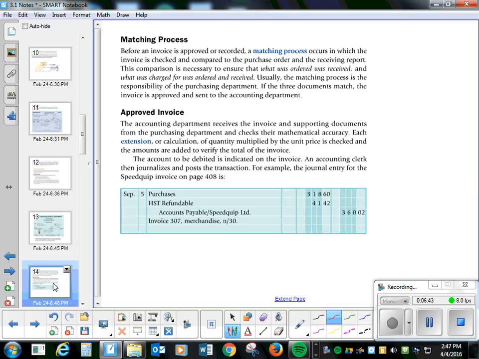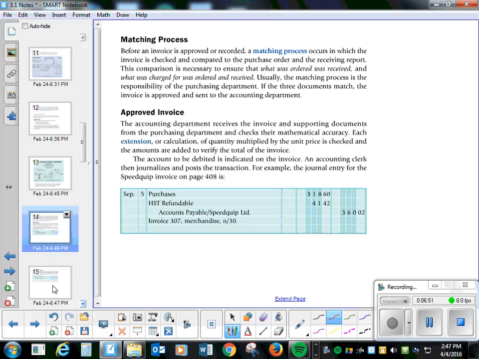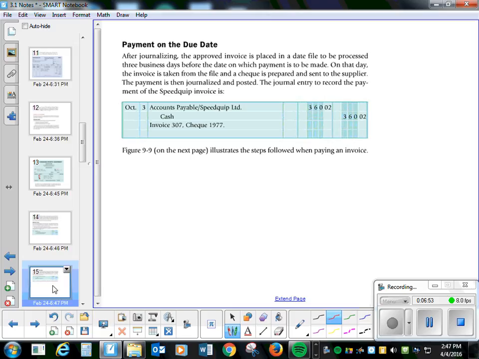The account to be debited is indicated on the invoice. An accounting clerk then journalizes and posts the transactions. And after journalizing, the approved invoice is placed in a date file to be processed 3 business days before the date on which the payment is to be made. They have to give them a few days to actually get there, so it's not considered to be late. And the journal entry would look like this.